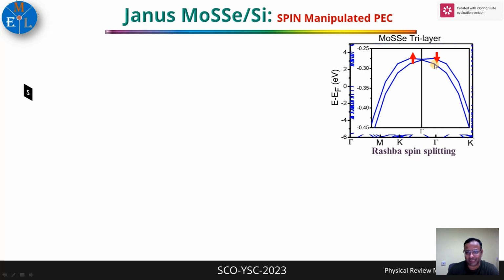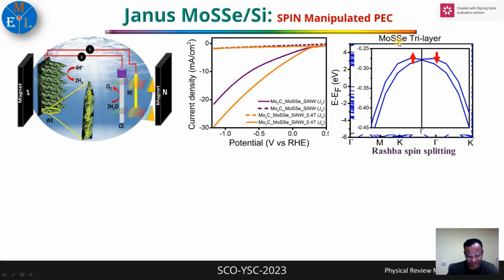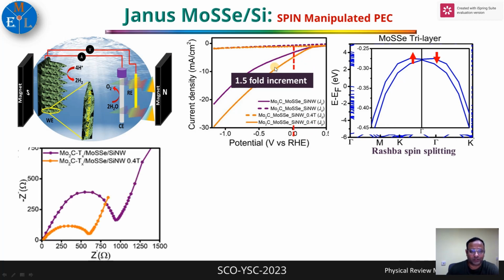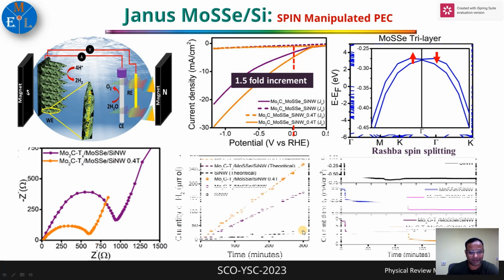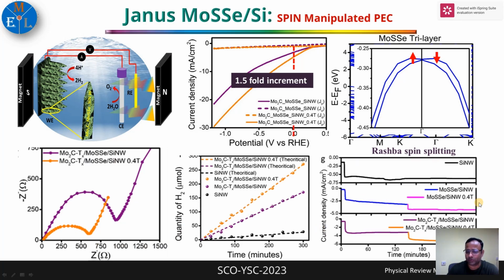It shows the Rashba type of splitting in MoSSe, and once you do the water splitting experiment as a cathode, you can see the 1.5-fold increment under the magnetic field. It's 0.4 Tesla, a very low magnetic field. Then we try to understand what is happening, because MoSSe doesn't have any magnetic element, but still under the magnetic field it shows the increment. So it shows the lower charge resistance under the magnetic field, and overall the performance increases.